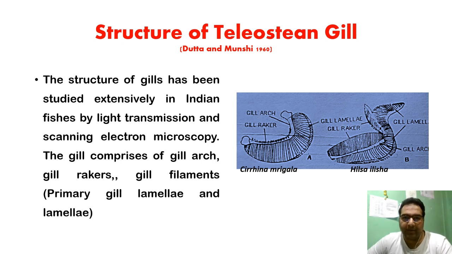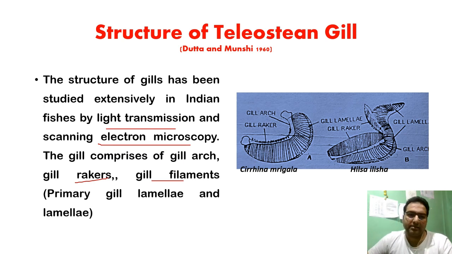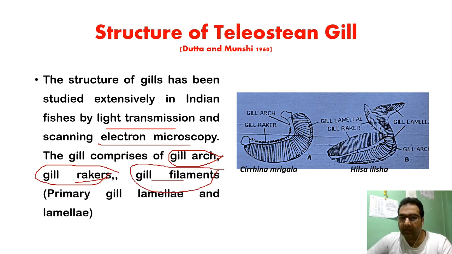A complete holobranch consists of hemibranchs, and it also possesses gill rakers and gill filaments. The structure of gill has been studied extensively in Indian fishes by light transmission and scanning electron microscopy. The gill comprises the gill arch, gill rakers, and gill filaments. So what does the gill comprise? Number one, the gill arch. We shall be discussing them one by one: gill rakers, then gill filaments. These are the three important things which make a gill.